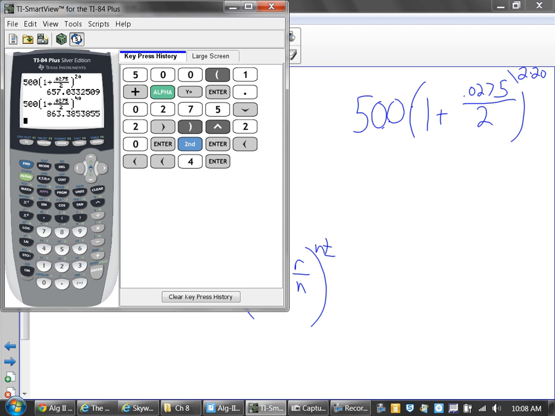Hey, I got a little bit more money now. In 20 years, I'll have $863.38. I don't know if the bank will actually round up for you at 39 cents. I would imagine they wouldn't, because they want the money.